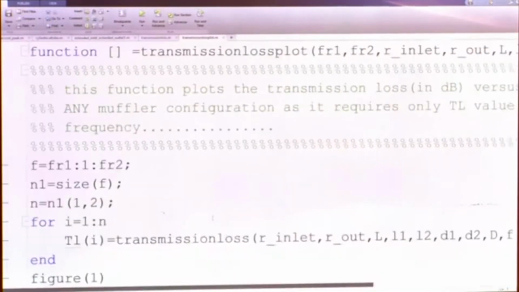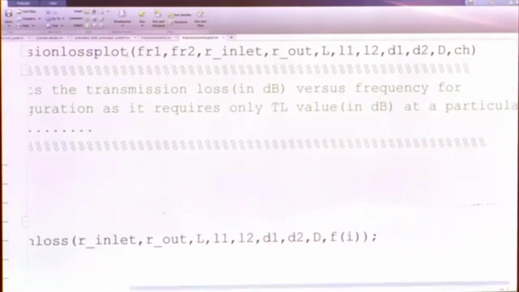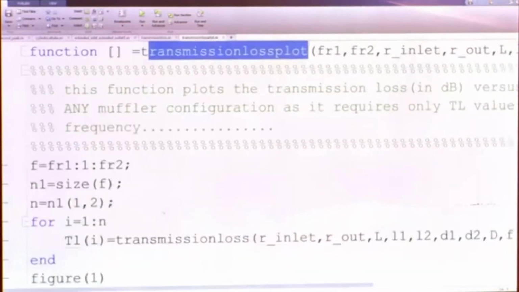So, what we do, we write functions to evaluate certain quantities, and each function will invoke another function. So, let us do that. Here we are writing a function to plot the transmission loss plot, that is the name of the function file.